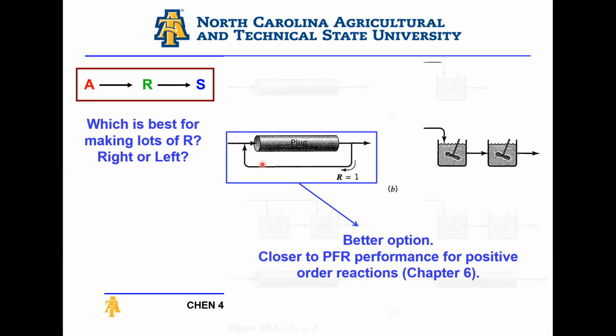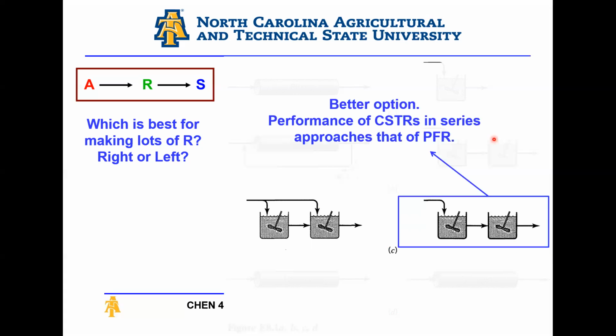We have to look at the reaction kinetics, right? And we have to look at the order of the reaction. But always remember that having a recycle is a better option to maximize the intermediate for positive order reactions. So if you have a positive order reaction, a PFR with a recycle will give you more intermediate compared to CSTRs in series.